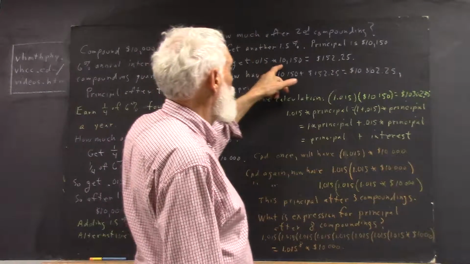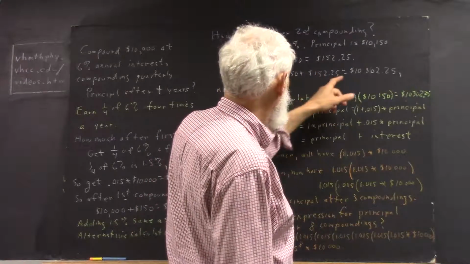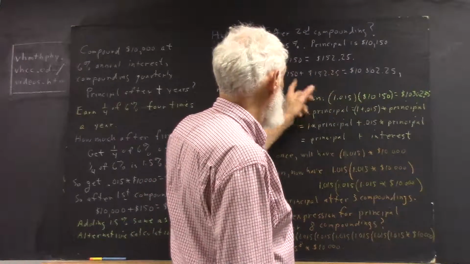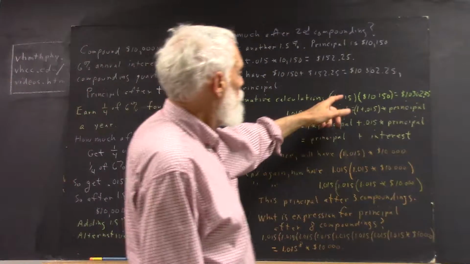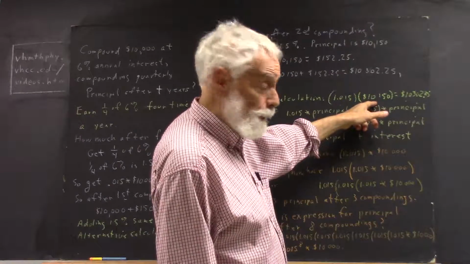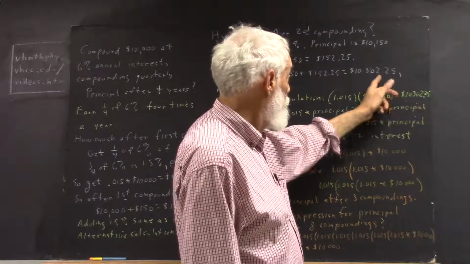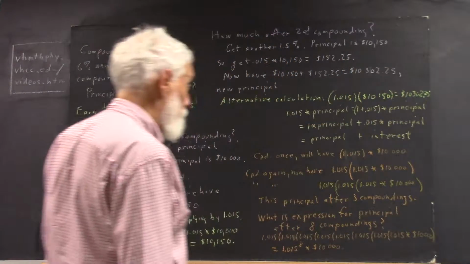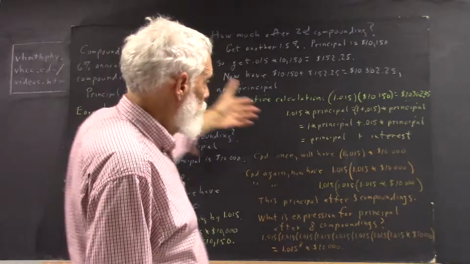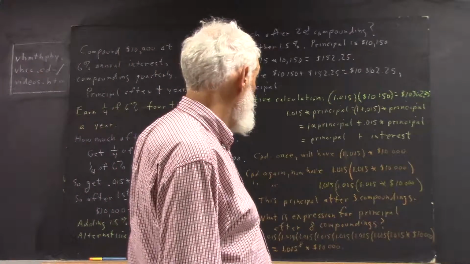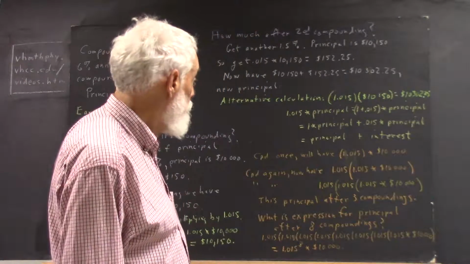So we get 0.015 times that, $152.25. And now we have this plus this, or this. That's our new principal. But our alternative calculation is to multiply 1.015 by our $10,150. And we get the same exact result that we got by calculating the interest separately. So we're not going to calculate the interest separately anymore. We're just going to use this multiplication by 1.015. And I was looking for it a minute ago and didn't see it, but it's right here in front of me.